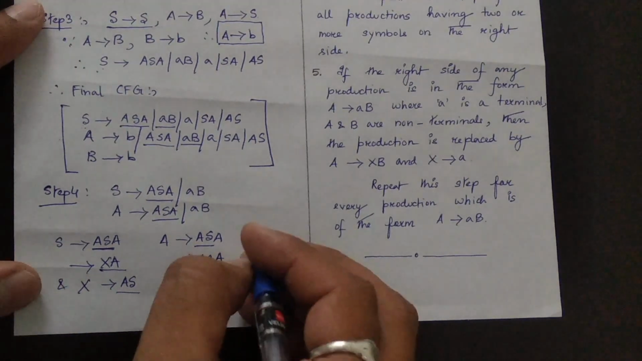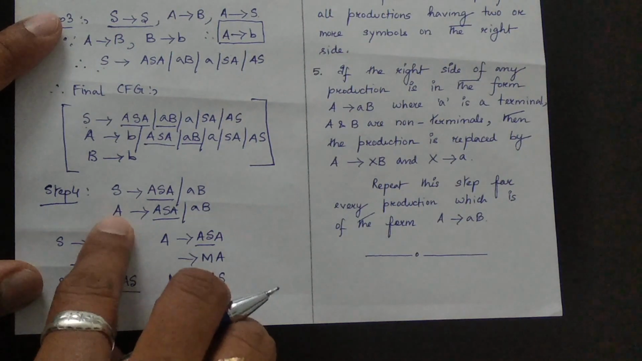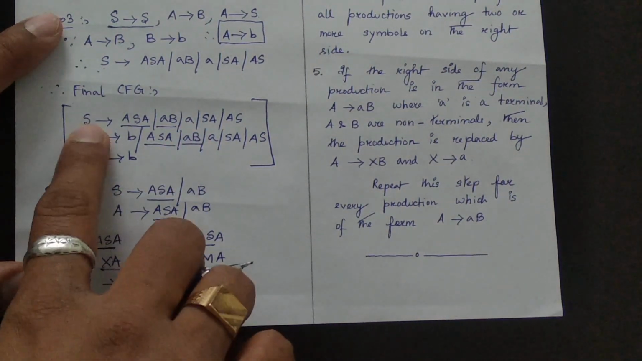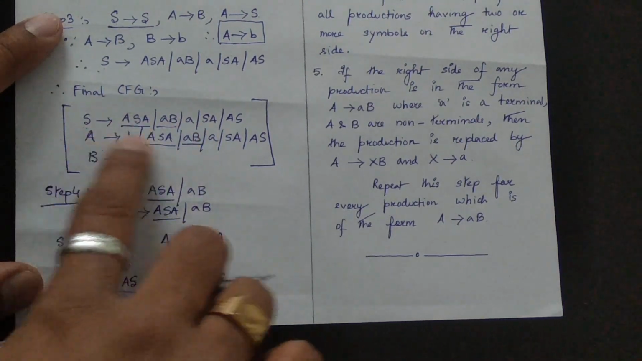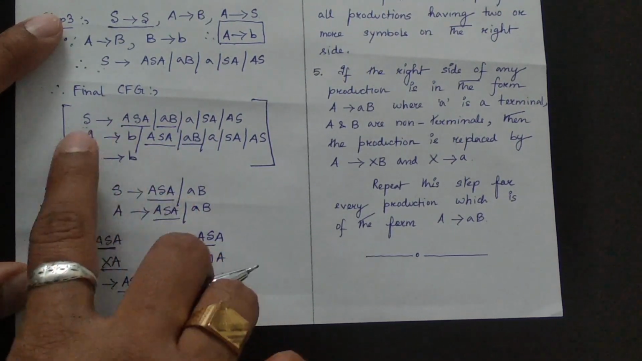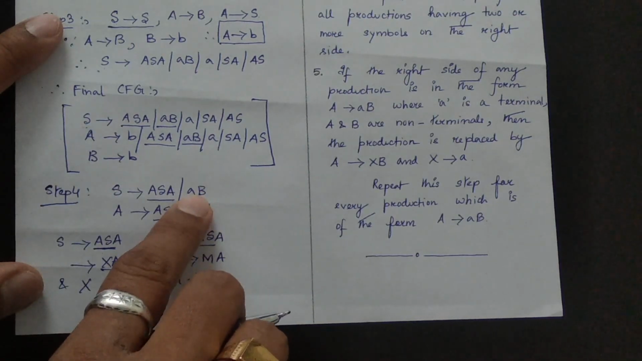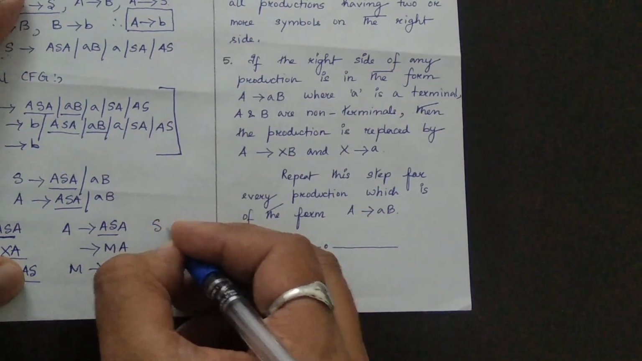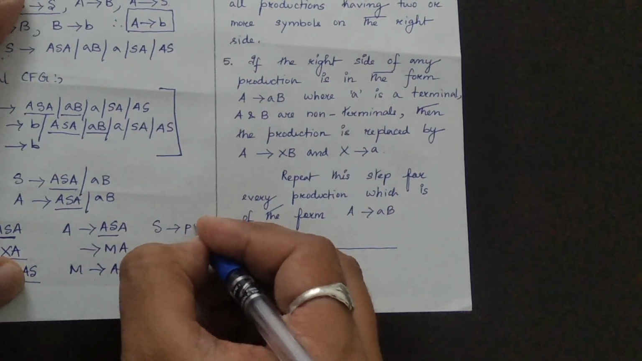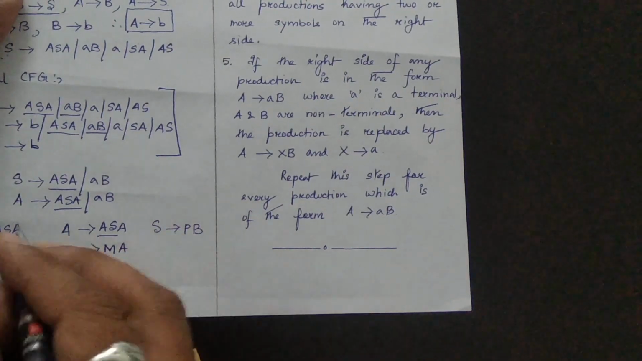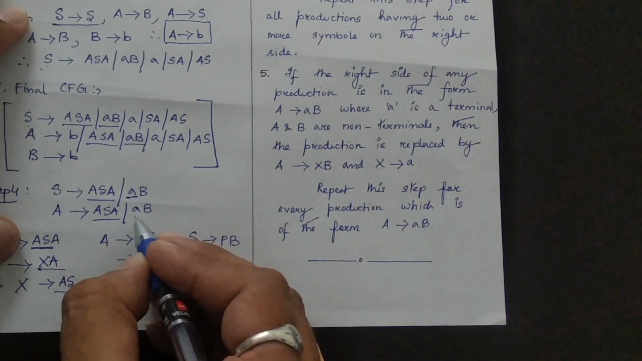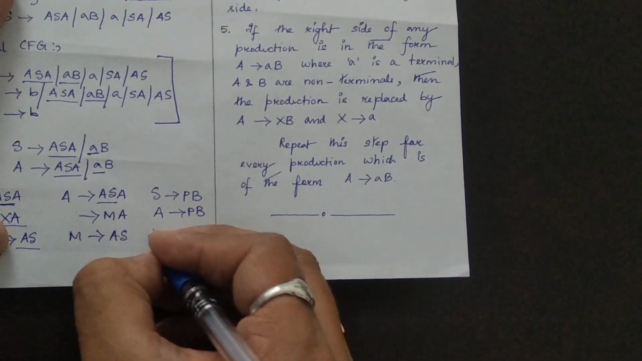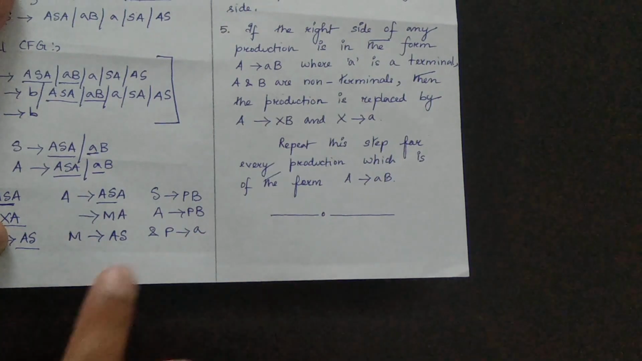Clear? And finally, I am left with S tends to AB and A tends to AB. Now, is there any small letter a? Yes. S tends to small letter a. So either you can replace this by capital letter S, or you can replace it by a new non-terminal. Suppose I am using a new non-terminal like this: S tends to PB, and similarly I have replaced this one by P, and this one also P. Therefore A tends to PB and P is replaced by small letter a.